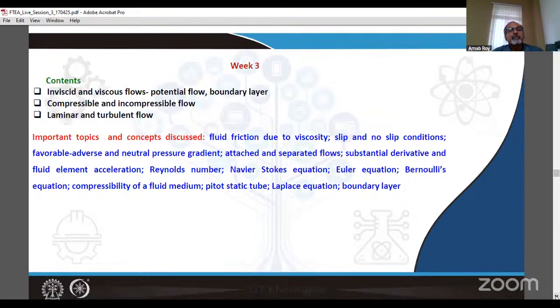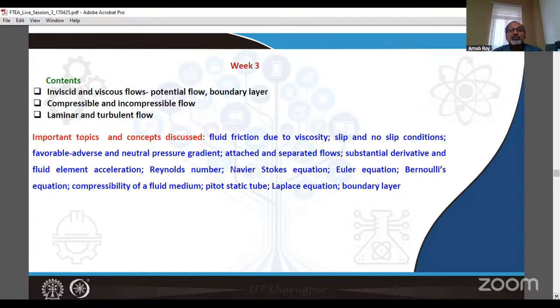In week 3, we went further into some more involved concepts like inviscid and viscous flows. How do you differentiate them, compare them? What do we mean by potential flow and boundary layer flow? And then how do compressible and incompressible flow compare? Where do they occur? Why do they occur? And then laminar and turbulent flows as well.